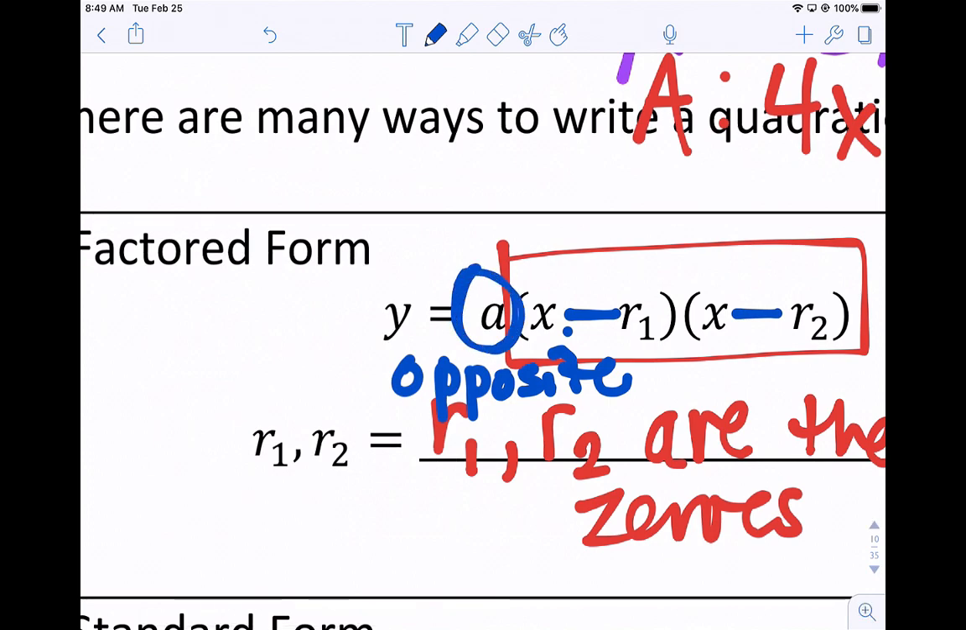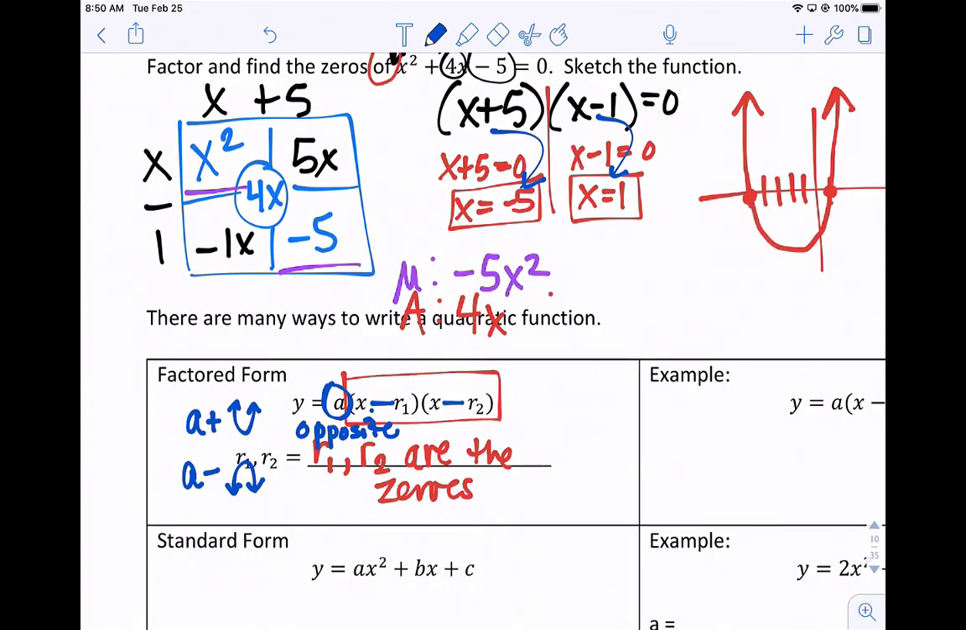And yesterday we looked at, if you know the zeros and another point, how can you find the a value? We do know that if the a value is positive, it's going to be U-shaped up, or a smiley face. If the a value is negative, it's going to be upside down, or like a frowny face.